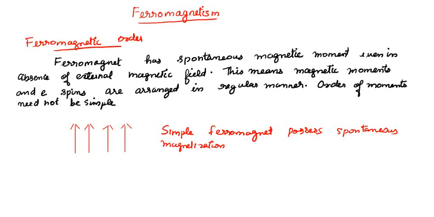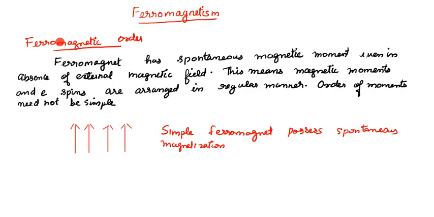Ferromagnetism. Ferromagnetic order. A ferromagnet is a specimen or substance which has spontaneous magnetic moment or spontaneous magnetization even in absence of external field. Even if there is no external field, the magnetic moments get oriented in a certain direction to give rise to a net magnetization.